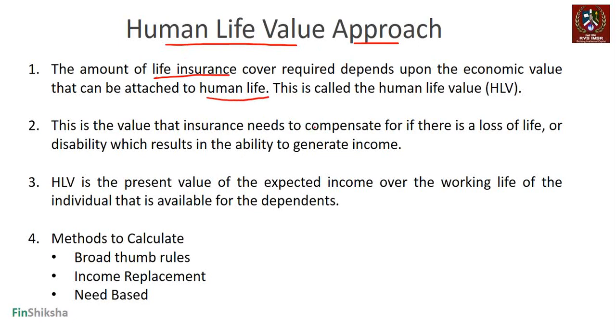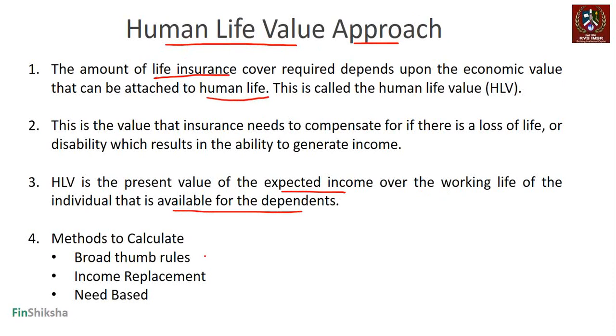This is the value of insurance that needs to compensate if there is a loss of life or disability that results in the income generation problem, right? And it's the present value of expected income over the working period of the life of the individual that is available for the dependents. Now, think about it this way. There are going to be multiple ways you can calculate it.